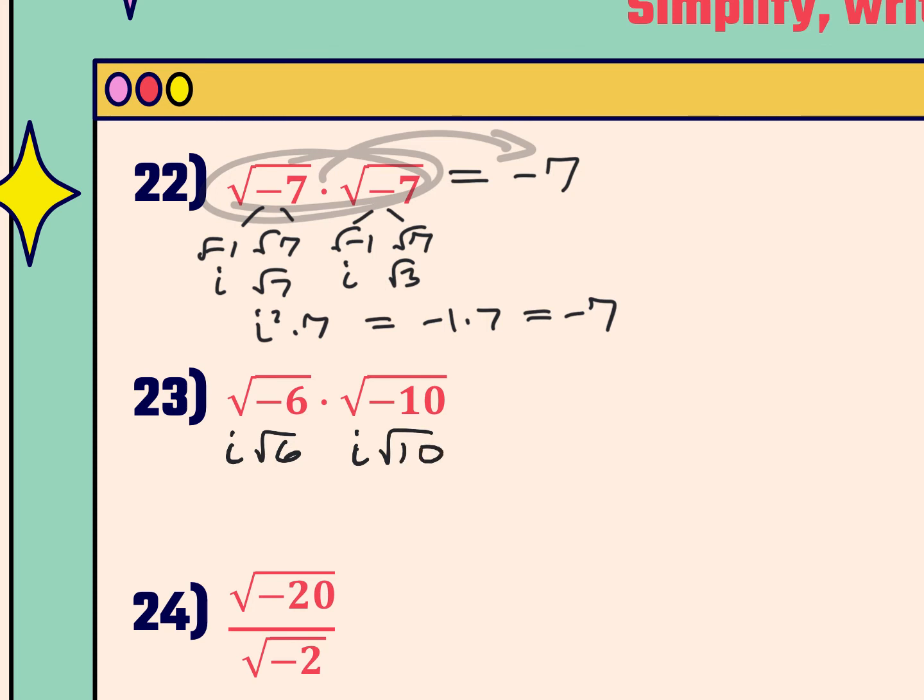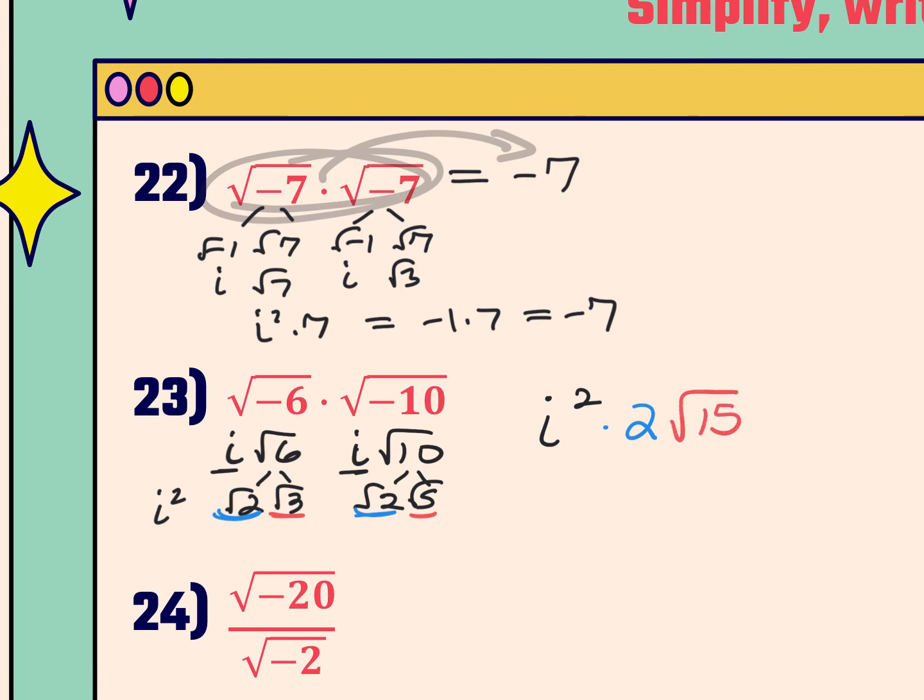Maybe just pull out the i's first. So these two i's become an i squared. And then I got to break down the 6 and the 10. So 2 and 3, 2 and 5. Notice you got a pair of 2's, so a 2 will come out, but nothing to pair with the 3 and the 5. So now I have i squared. I've got a pair of 2's, so a 2 comes out, and then the 3 and the 5 multiply back. This i squared now turns into a -1. So it's just going to be -2 square root 15.